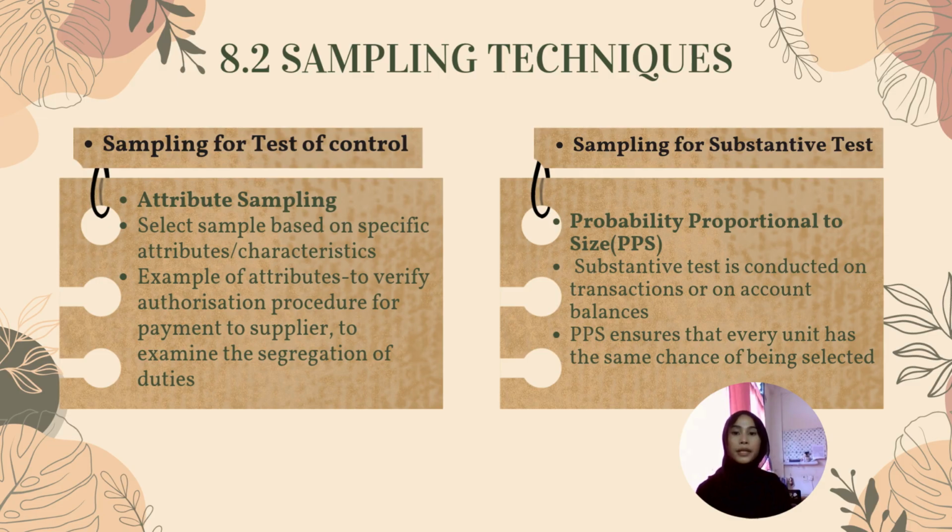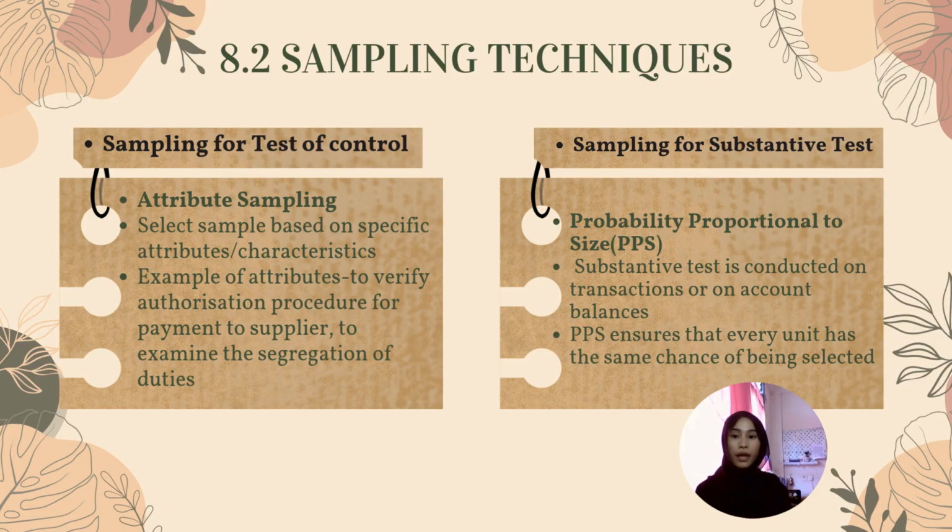So now, sampling techniques. For a test of control, auditors use attribute sampling. This method selects samples based on specific characteristics such as whether a transaction is properly authorized. For example, the auditor may check the authorization of payments or segregation of duties. At the end, the auditor will conclude whether the internal control system is effective or not.